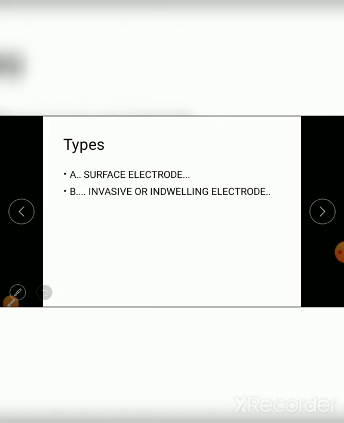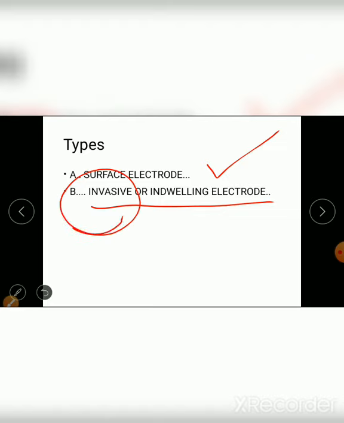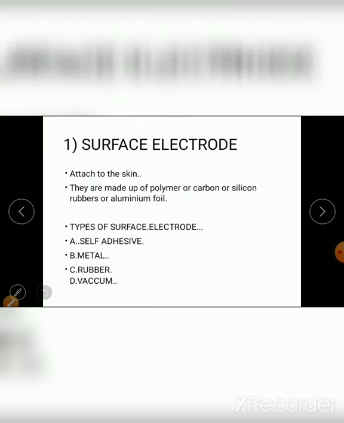Now the types. We have two types: surface electrode and invasive or indwelling electrode. The surface electrodes are directly placed onto the patient's skin, and invasive electrode means we can use a needle electrode, which stimulates a deeper structure of the body. Okay, so first we discuss the surface electrode.